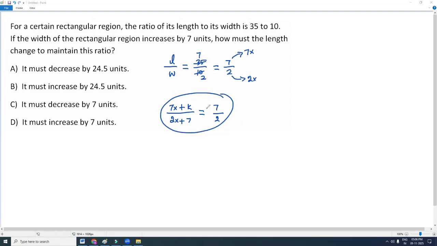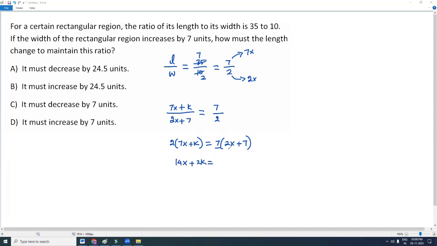Okay, now let's solve for k in this equation. For that, we have to do cross multiplication. That is, the numerator on the left side has to be multiplied by the denominator on the right side. Then we get 2 times 7x positive k. And the numerator on the right side has to be multiplied by the denominator on the left side. Then we get 7 times 2x positive 7. Now we can distribute this 2 to this 7x and positive k. Then I'm getting 14x positive 2k.